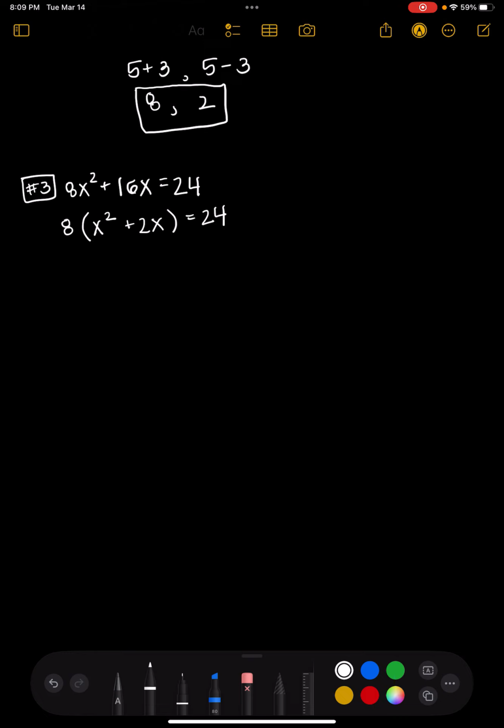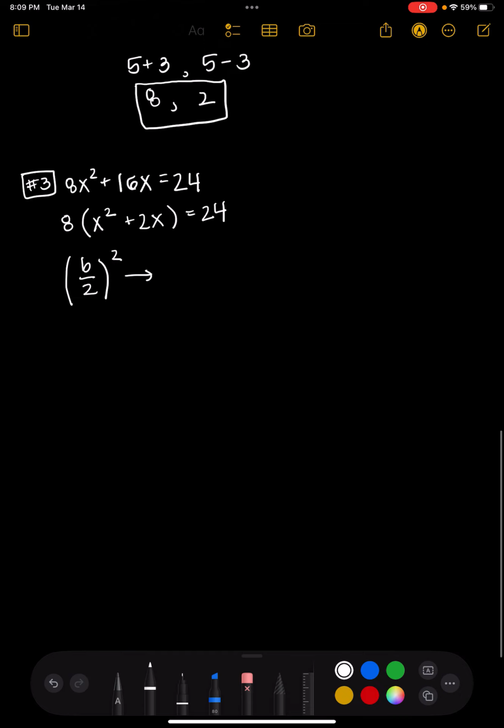Now that I have this here, I'm going to use the b over 2 squared formula, the completing the square formula, because this completing the square formula only works if your a term is 1. So now I can write it, my b term is 2, so I'm going to say 2 over 2x, which gives me 1, and I'm going to add 1 to each side. But this is kind of weird, so watch this. I'm going to put this 8 on the outside, because I didn't get rid of it, I just factored it out. So I have to keep it there.